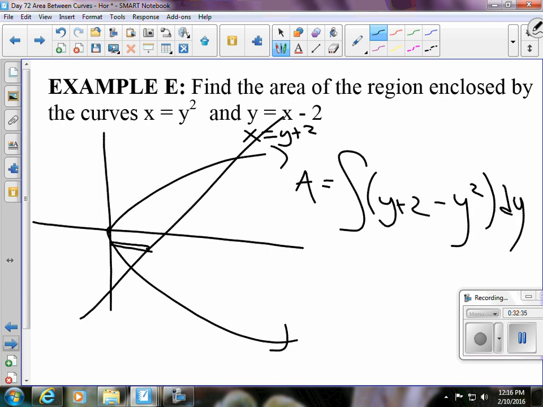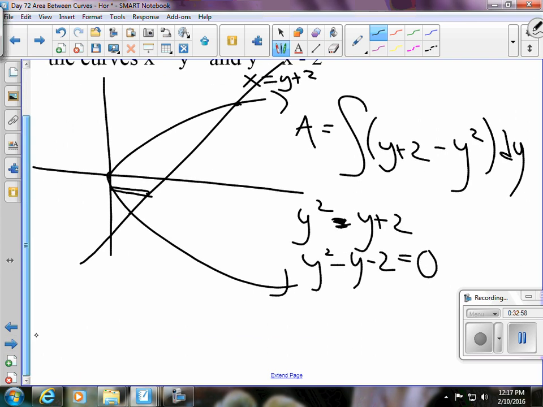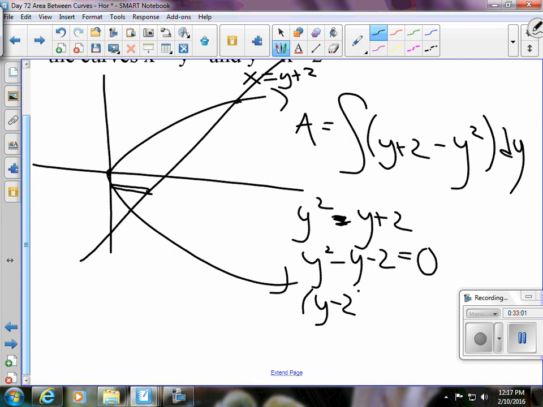Limits of integration. We got to see where they intersect. We need to know what the y coordinate is here and here. So we set y squared equal to y plus 2. So y squared minus y minus 2 equals 0. It's quadratic. You always want to get it equal to 0. And we factor: y minus 2, y plus 1. And our limits of integration, we got them. So from negative 1 to 2.